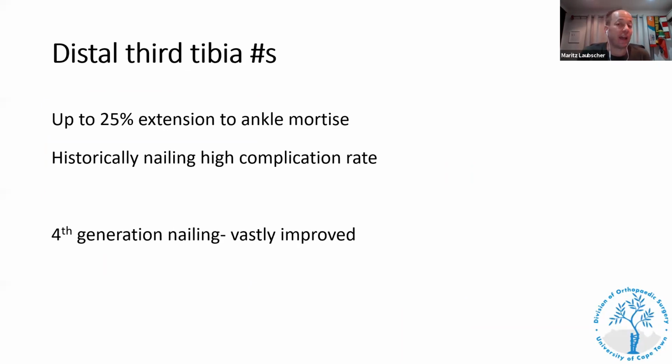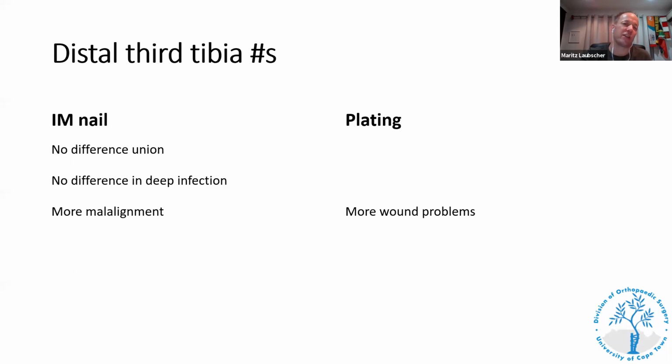Historically, nailing had a very high complication rate, and that's why plating is advocated, or other treatment modalities like circular fixation. Fourth generation nailing has vastly improved the outcomes of nailing of distal tibia fractures, and we're now very aggressive to basically nail all the fractures that we can.